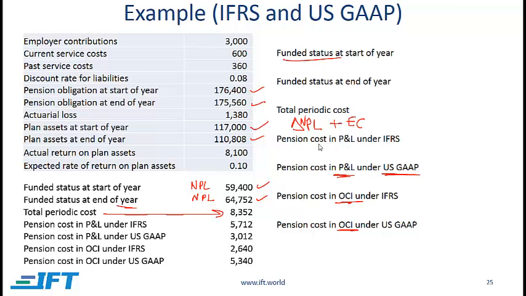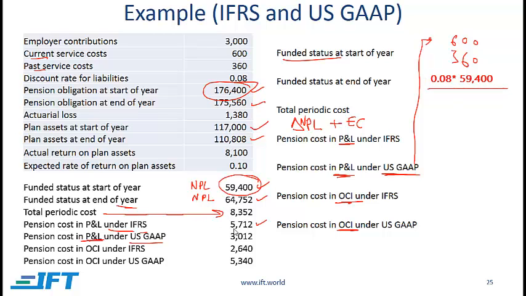Then what is the pension cost in P&L under IFRS? So remember, under IFRS we are going to have the entire service cost, and under IFRS we don't really distinguish between current and past. So we are going to have 600 and 360. We then have the net interest expense, which is equal to the discount rate of 8% times the net pension liability at the start of the year, which is 59,400. So we add all these together and we should get the pension cost under IFRS, which is 5,712.